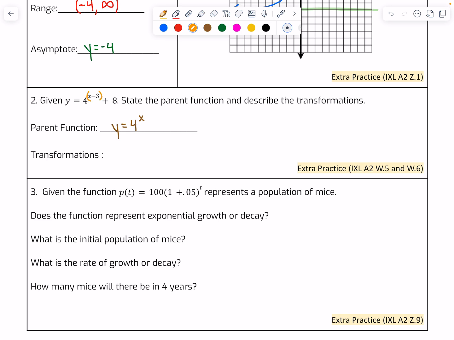So I can see one transformation is that I have a minus 3 in my exponent, which is my grouping symbol in exponential functions. So minus 3 in the grouping symbol means it's going to shift right 3. Then I can also tell that I have a plus 8 outside the grouping symbol, so that's going to make my graph shift up 8.